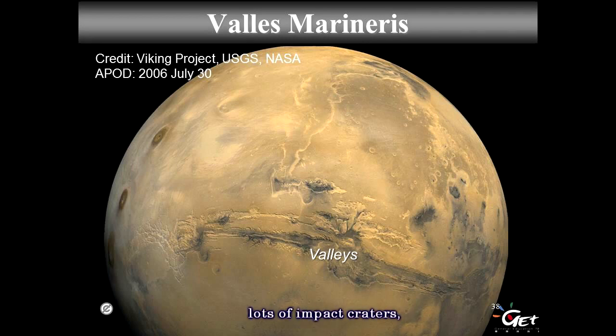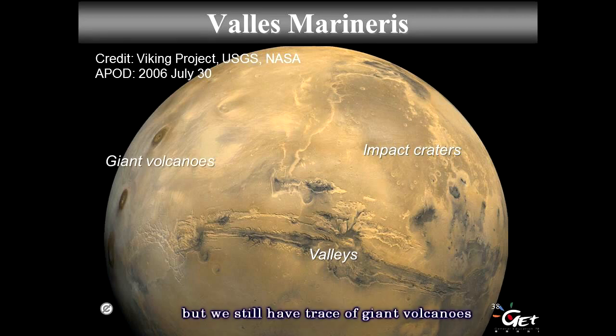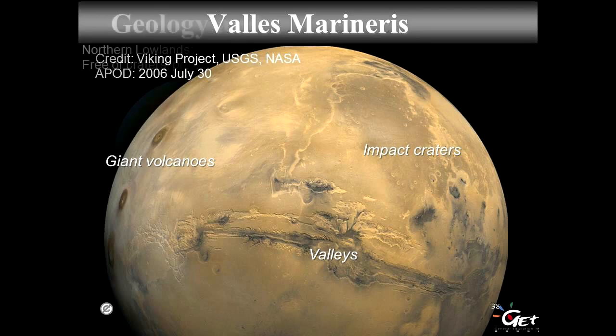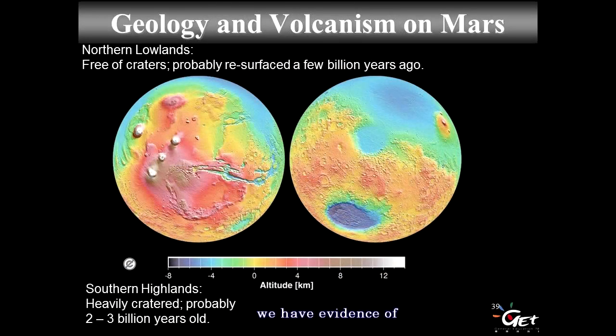You can see that there are lots of impact craters almost everywhere on the surface, and here they are bigger. That testifies that there is no really recent geologic activity. But we still have traces of giant volcanoes in the past, those big mounts. So once again, we have evidence of past geologic activity on the surface of Mars. You have lots of highlands composed of old crust, heavily cratered, and some lowlands, with fewer craters, that were probably resurfaced a few billion years ago. But we don't have any evidence of volcanic activity anymore.